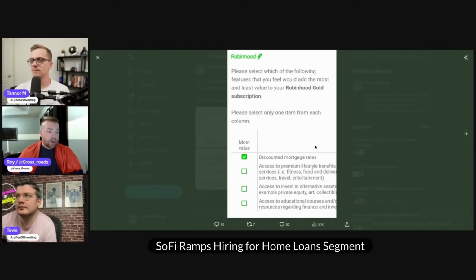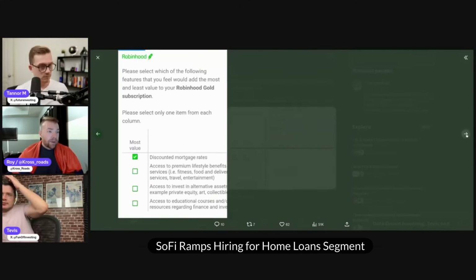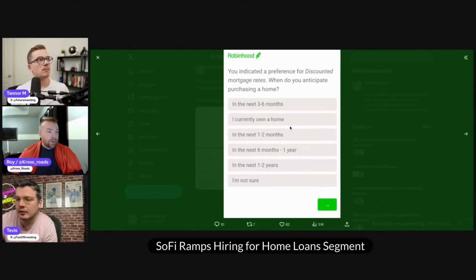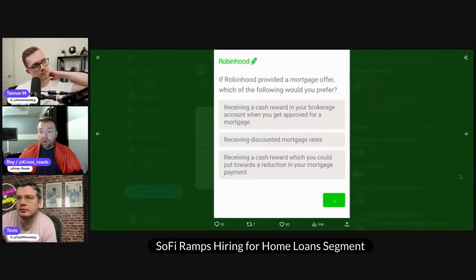And they had more than just these 4. But one of them that they mentioned was discounted mortgage rates. And so I was like, I'm really interested in that. Of course, alternative assets, educational stuff, premium lifestyle benefits, actually having professional services and everything. But that right there was what I was really interested in. They asked, when I was kind of thinking of purchasing a home, if they did provide an offer, what is it that I'm actually looking at?